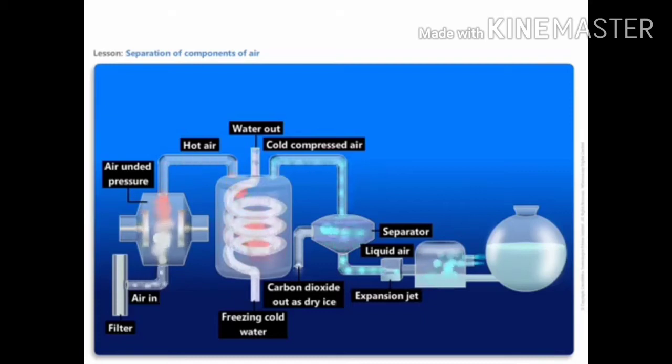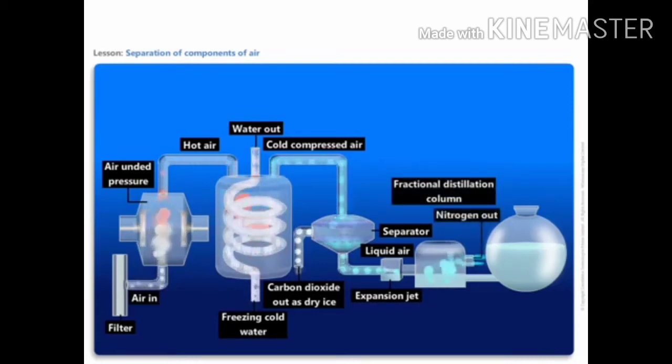This liquid air is allowed to slowly warm up in a fractionating column. Nitrogen first boils at -196 degrees centigrade and is separated. The argon, which boils at -186 degrees centigrade, is collected. Oxygen, which has a higher boiling point, is left behind and is collected separately.